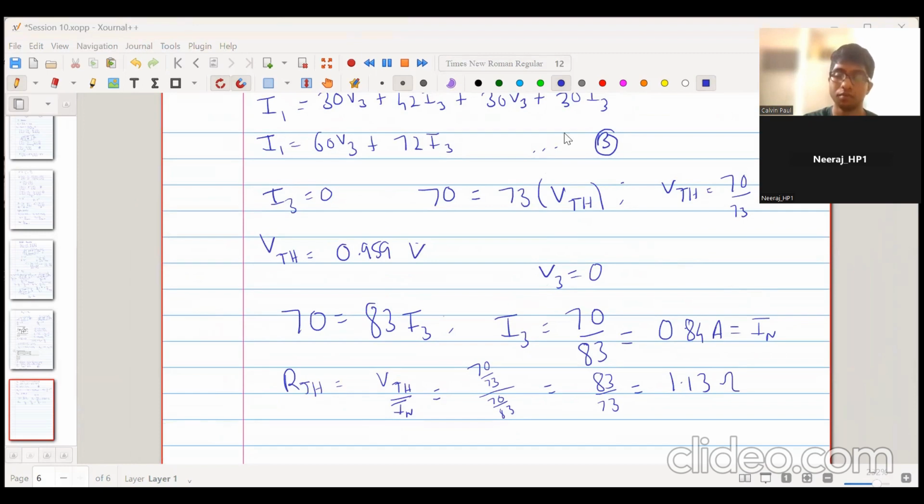And just remember, for Thevenin's, you have to find the open circuit voltage. For Norton's, you have to find the short circuit current. And the Thevenin's resistance is equal to the Thevenin's voltage divided by the Norton's current. That is all you have to do.